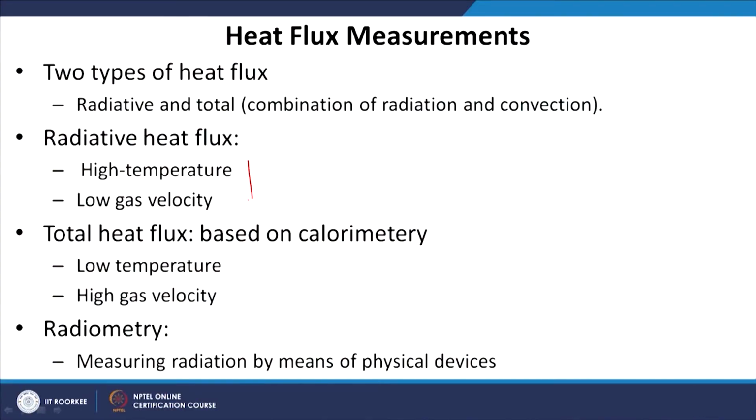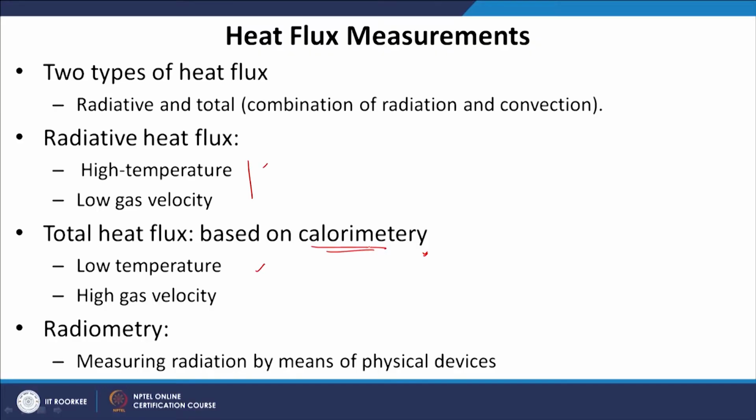So, when do we have radiative heat flux? In high temperature applications and low gas velocity. When the gas velocity is low, the convective heat transfer will be very low, and at high temperature radiation will be predominant. So, radiative heat flux needs to be measured. On the other hand, when we have low temperature and the velocity of the gas is high, then mainly it is convective heat transfer. Convective heat flux will be important, but some part will be radiative heat flux also.